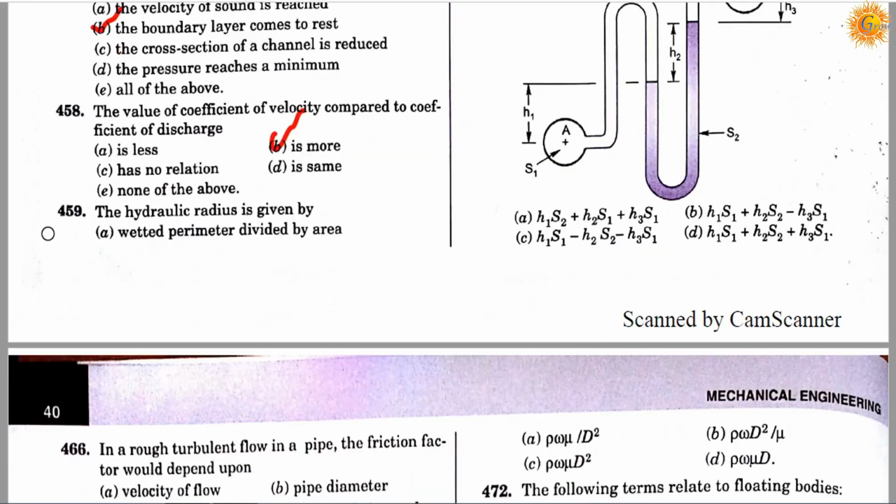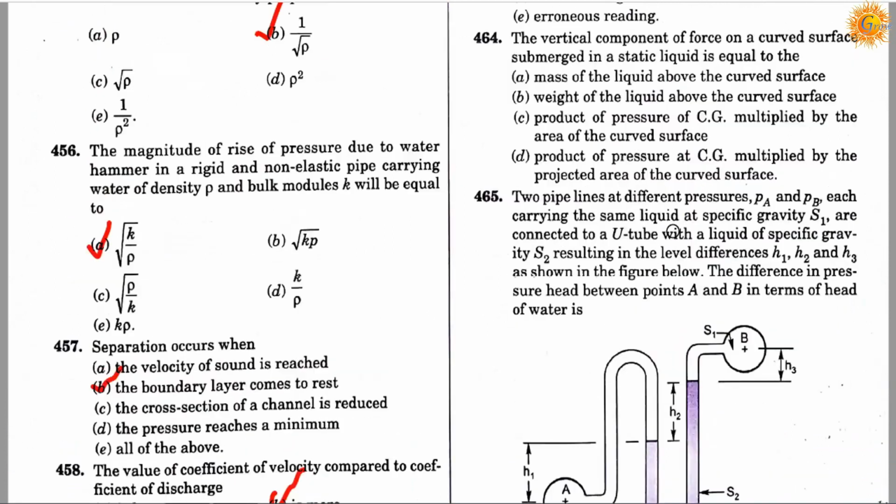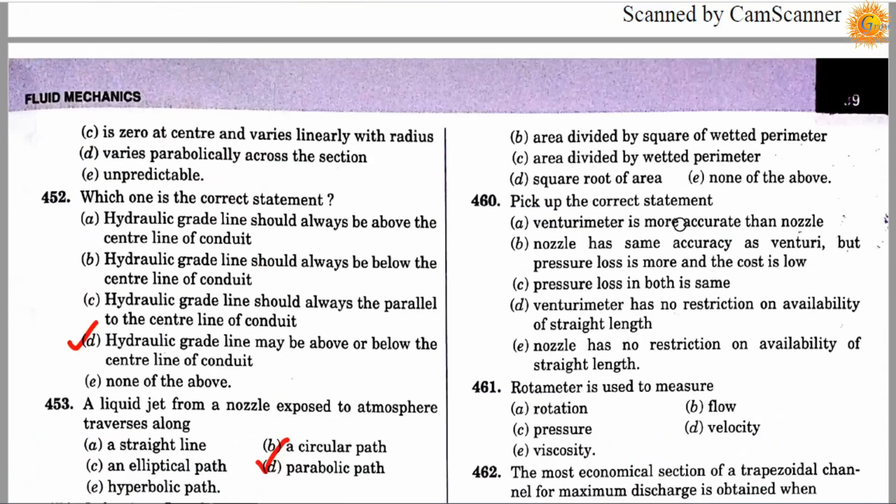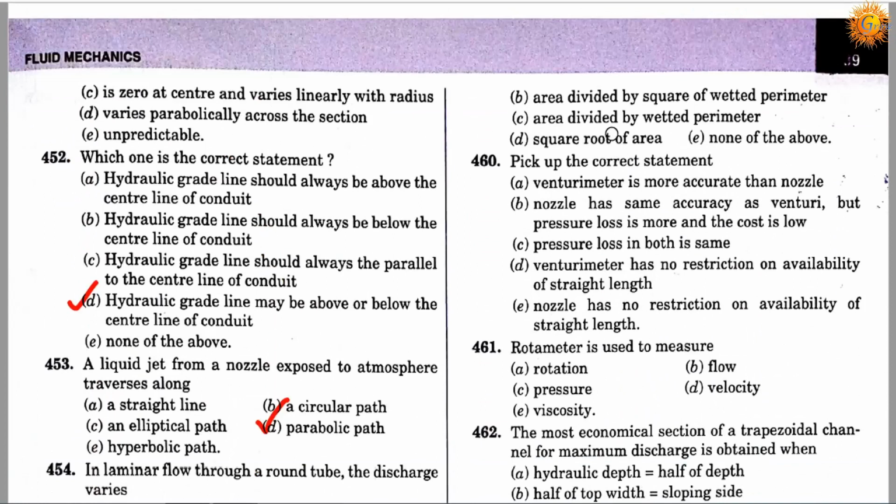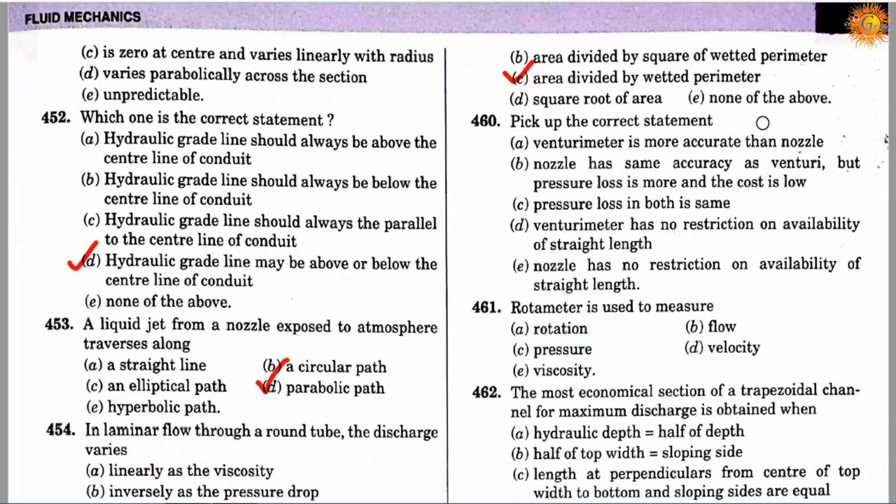Question number 459. The hydraulic radius is given by: option A wetted perimeter divided by area, option B area divided by square of wetted perimeter, option C area divided by wetted perimeter, option D square root of area, and option E is none of the above. Correct answer is C, it's area divided by wetted perimeter.